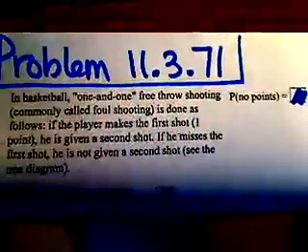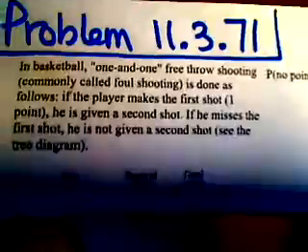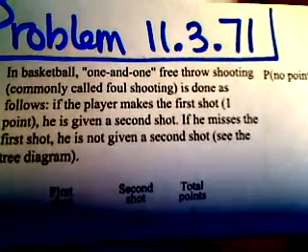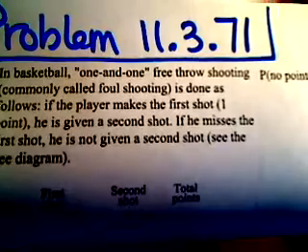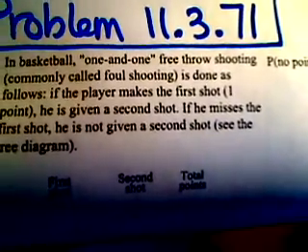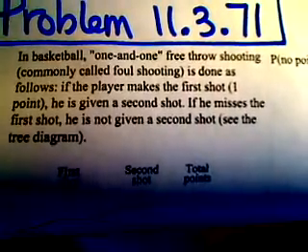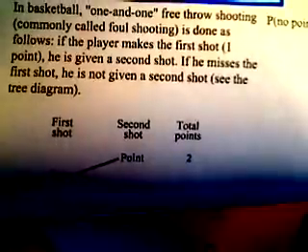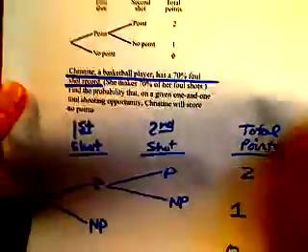So this is problem 11.3.71, and it says this: in basketball, one and one free throw shooting, commonly called foul shooting, is done as follows. If the player makes the first shot, they get a point, and then they're given a second shot. If they miss the first shot, they're not given a second shot. Okay, so they ask you to see the tree diagram.